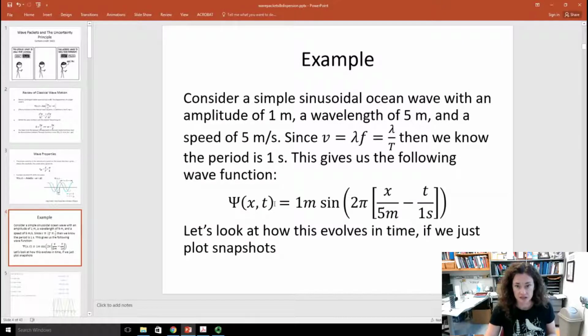So that gives us the following wave function. Psi of x and t, the wave function with respect to the position and the time, is equal to 1 meter times the sine of 2 pi times (x over 5 meters minus t over 1 second).